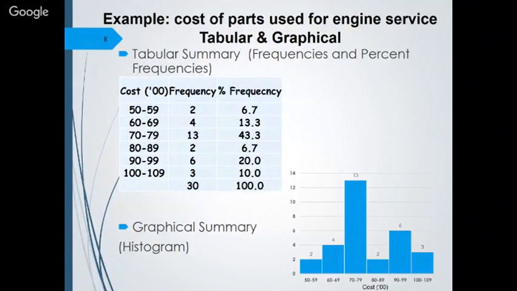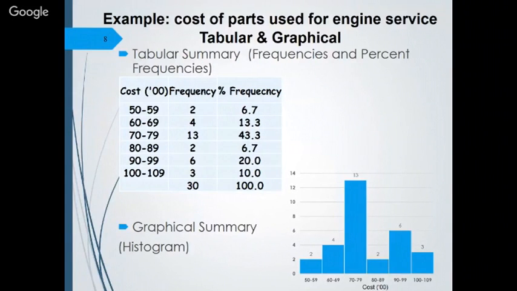So from this frequency data, we can see the highest frequency falls in the group 7,000 to 7,900. So we can easily say that the maximum number of people paid between 7,000 and 7,900 rupees. So accordingly, we can take the percentages of frequency.